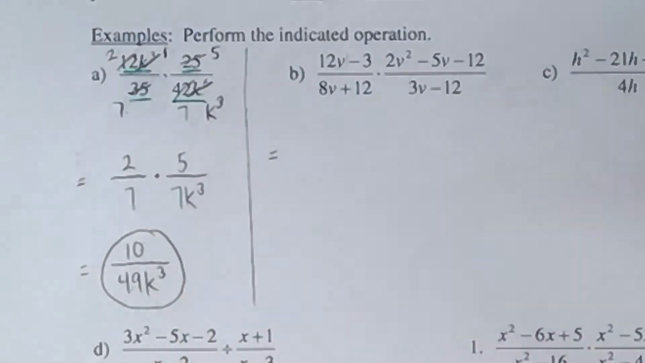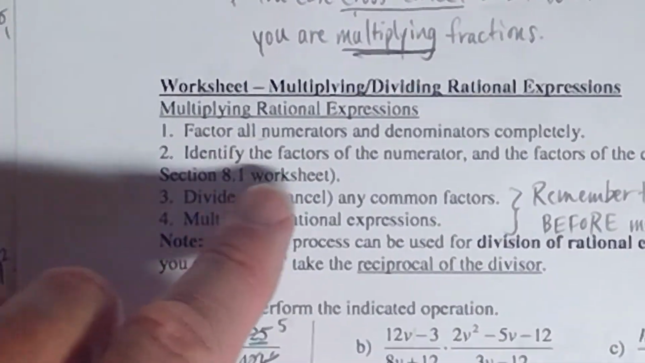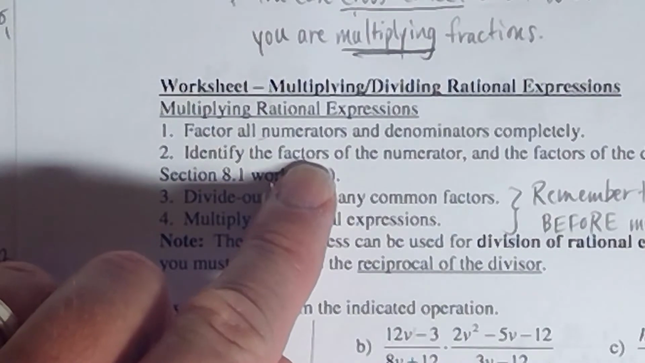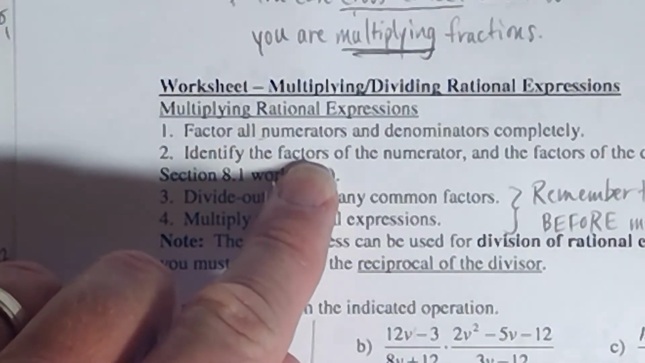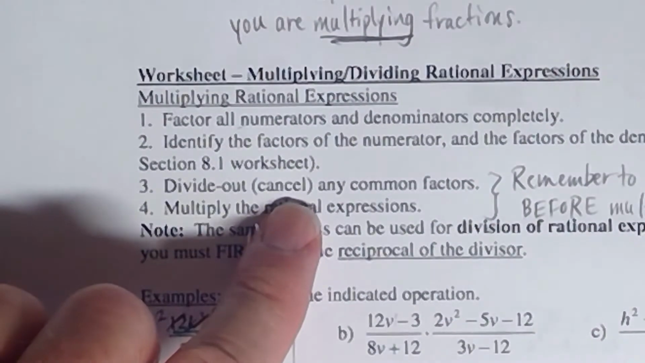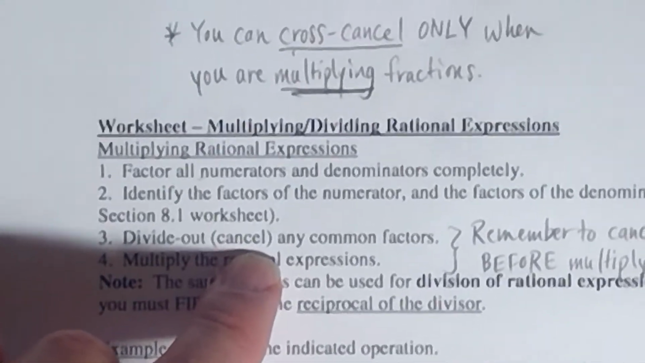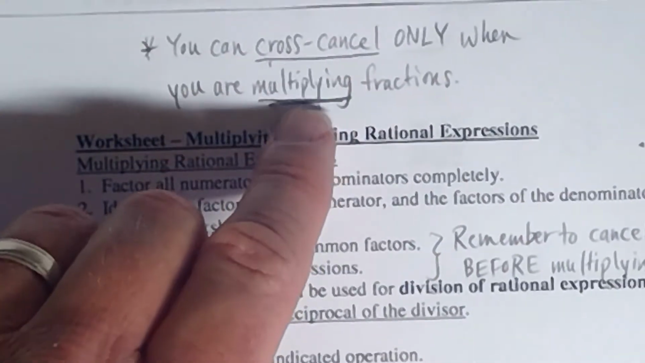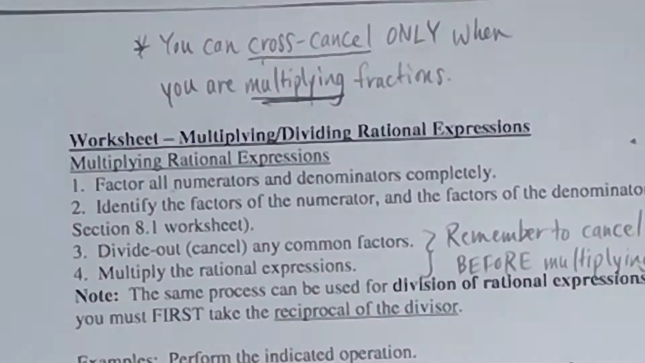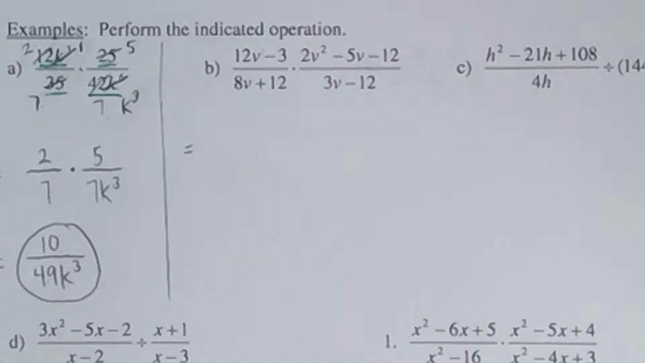You have to go through the whole process of factoring, or at least try to factor. Then identify your factors. That's the part where you underline the green factors and the red factors, just like we did in the last section. We'll review that here. And then we cancel in pretty much the same way that we did in the last section. Again, you can only cross cancel when you're multiplying fractions. That's a key thing to remember. But since we are multiplying here, that'll be fine in this problem.